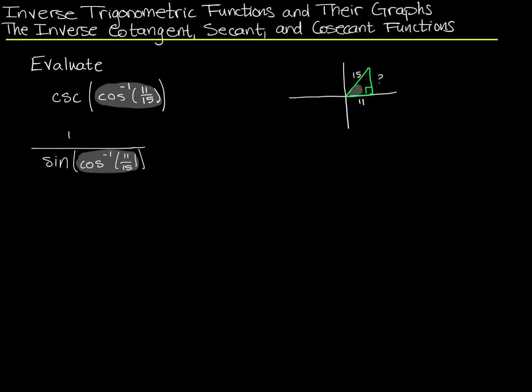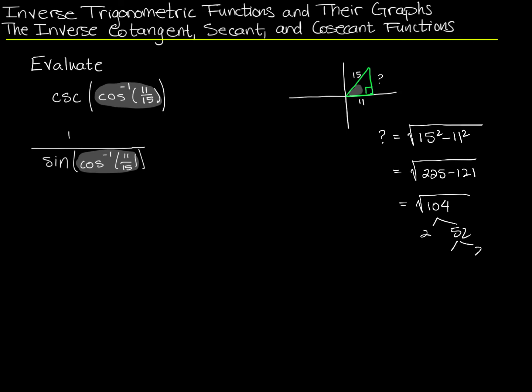Fortunately, I know Pythagoras, so I can say that that value is just the square root of 15 squared minus 11 squared, which is 225 minus 121, square root of that, which is the square root of 104. I think that's as far as I'm going to get. Let's see, 104 is 2 times 52. I can reduce it. 2 times 26, 2 times 13. Okay, so I get a pair of 2's and then a 2 times 13. So the root of 104 reduces to 2 times the square root of 26.